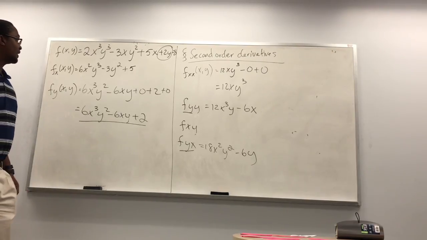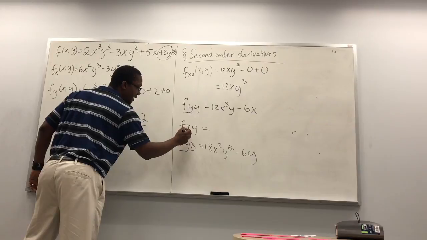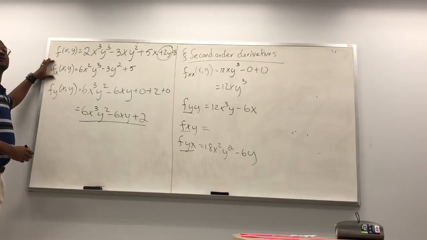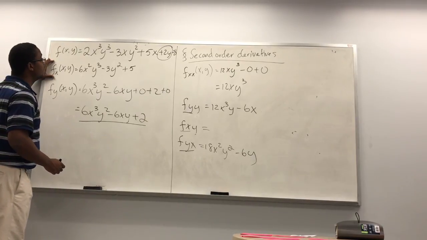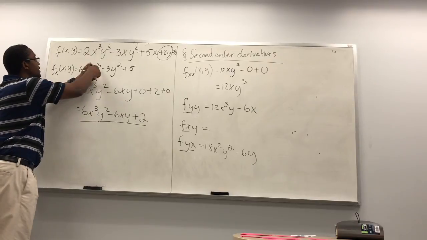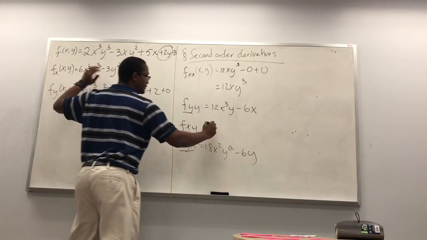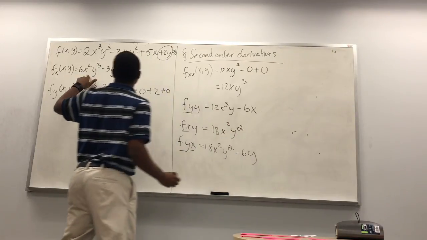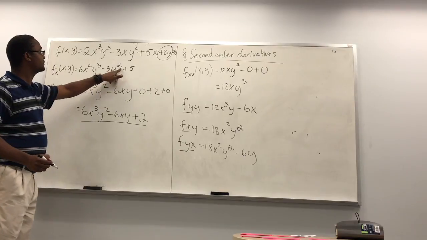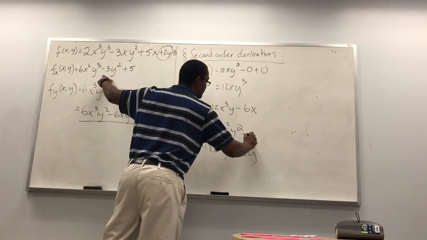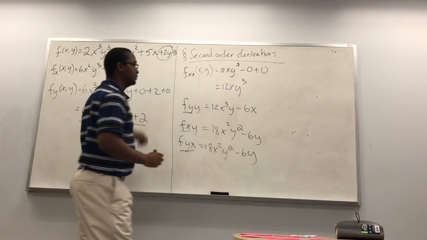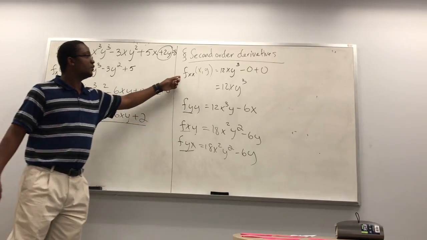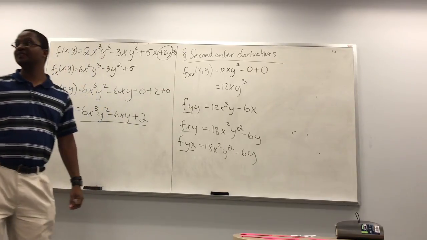Okay, and the last one right here, f of xy. So I find f of x, and I take the derivative with respect to y. So that means x is held constant. So this is not here. 3 times 6 is 18. And so I get 18x squared y squared. And then this is with respect to y, so that's just 6y minus 6y. And then the derivative of 5 is 0. So those are your 4, counting 1, 2, 3, 4 second order derivatives.